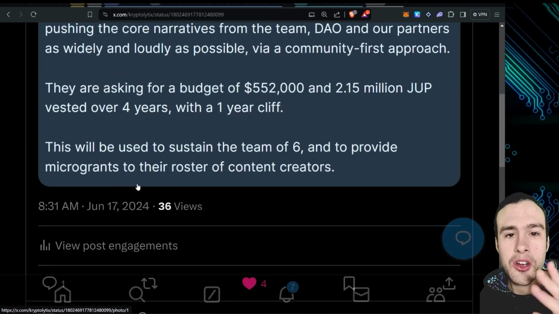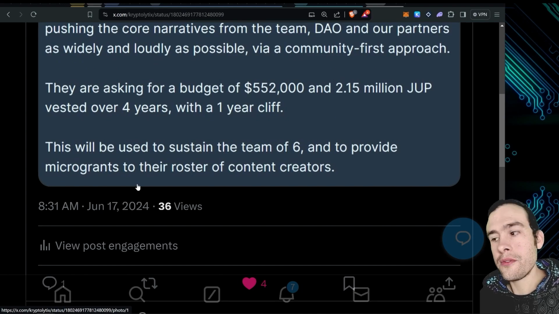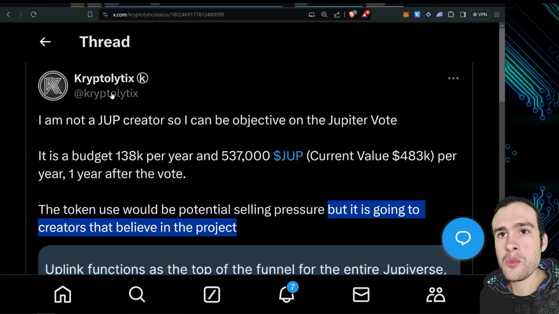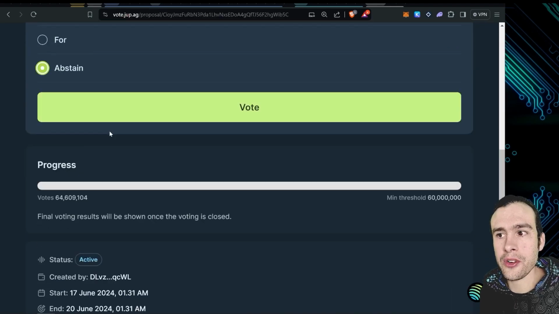So go and vote. You need to anyway if you want your ASR rewards. So if you've got your dupe staked, then go and cast your vote. You can vote for, you can vote against, or you can abstain, I believe, as well. So if you don't know what to vote, you can just vote abstain. It means you don't vote for it, you don't vote against it.